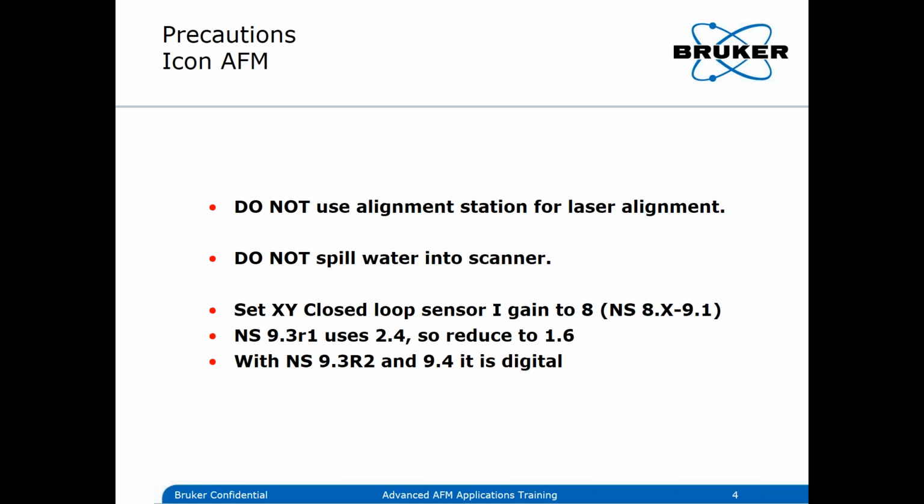There's a good way to do the laser alignment, just with a sheet of paper underneath the scanner, so that you see the reflection there, and then you can move it over like on older systems or as on the MultiMode. Again, it's very important not to spill any water into the scanner, because this destroys the piezo ceramics inside. Therefore, if you feel more comfortable, use the splash guard.